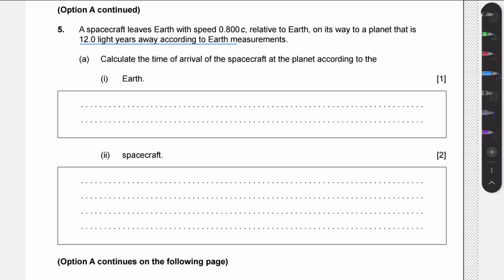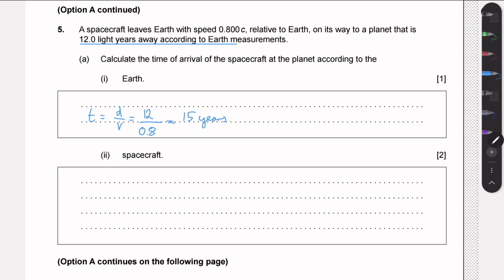So what the Earth sees is that the spacecraft simply travels 12 light years with this speed. Therefore, we can calculate the time as distance divided by the velocity, using simple kinematics here. So we have 12 light years, and that's going to be divided by 0.8 times c, and this will give us 15 years.